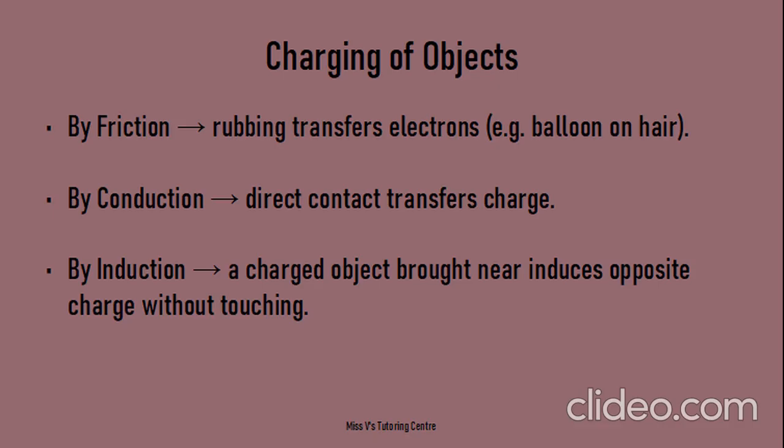So how do objects become charged? First of all, friction. When you rub two things together, the electrons move. For example, a balloon rubbed on hair makes the balloon negative and your hair positive. Then there's conduction. When a charged object touches another, it shares its charge. An example is a charged rod touching a metal sphere and passing charge to it.